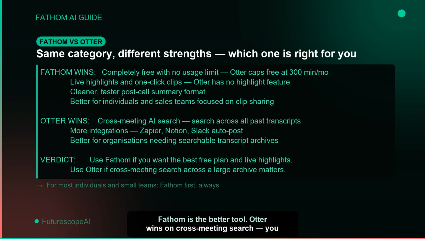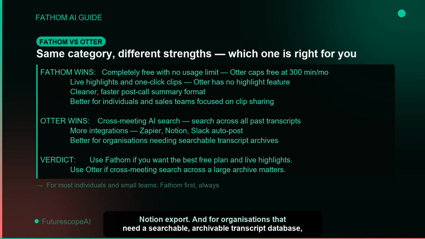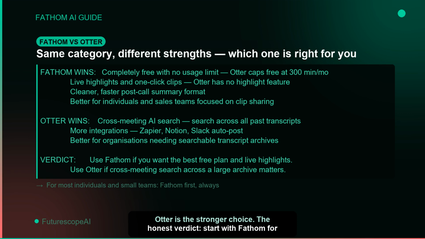Otter wins on cross-meeting search. You can search across months of transcripts for any word, topic, or speaker. Fathom does not have this capability. Otter also has a deeper integration list, Zapier, Autopost to Slack, Notion export. And for organizations that need a searchable, archivable transcript database, Otter is the stronger choice.